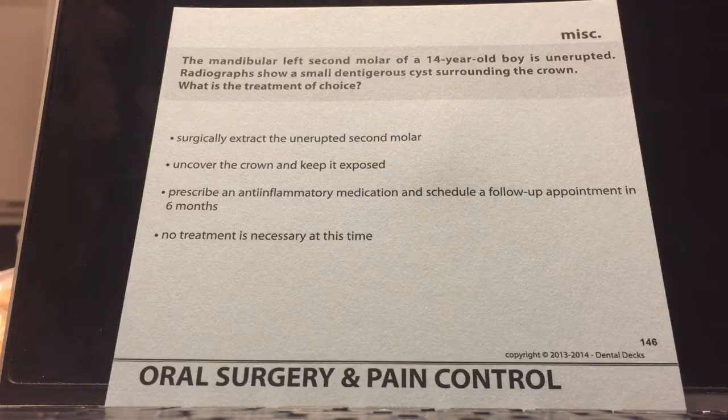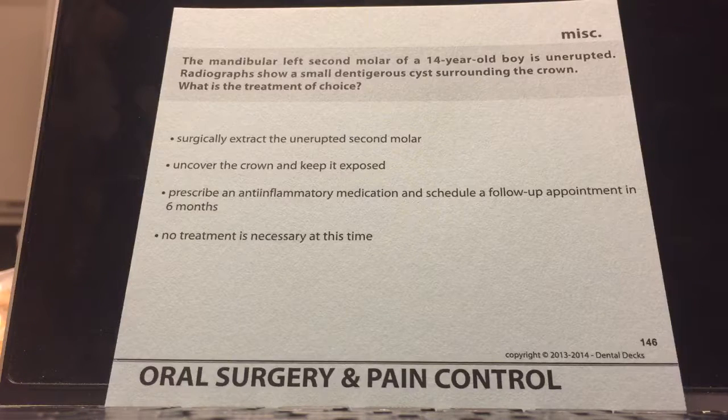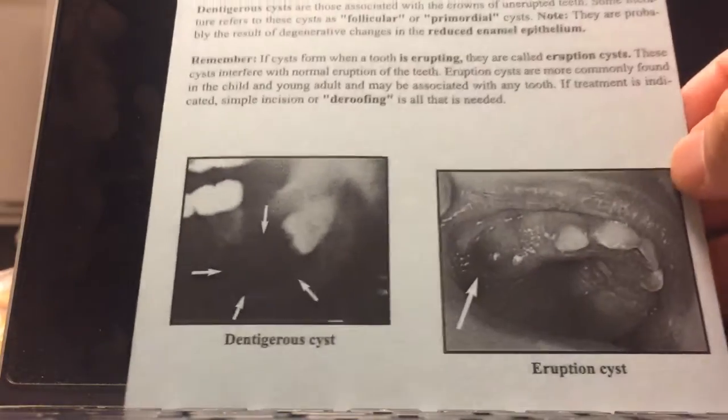Options: surgically extract the unerupted second molar; uncover the crown and keep it exposed; prescribe anti-inflammatory medications and schedule a follow-up appointment in 6 months; or no treatment is necessary at this time. The answer is: uncover the crown and keep it exposed.